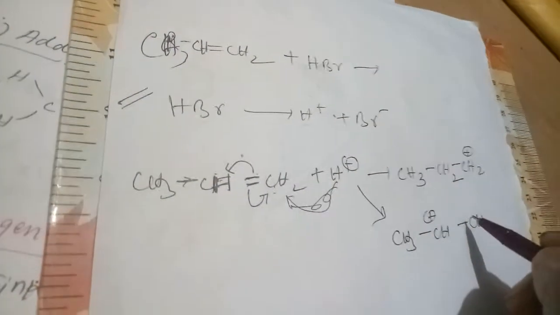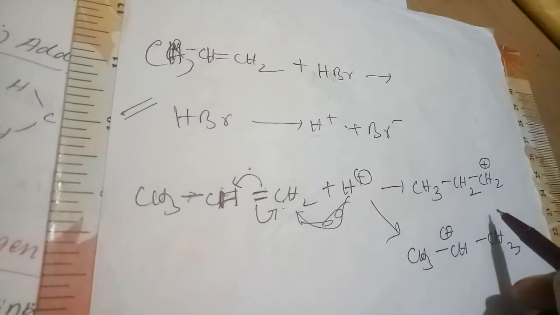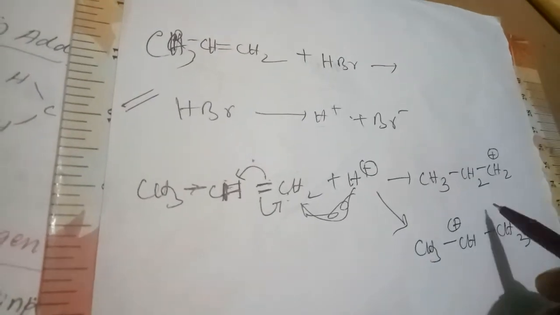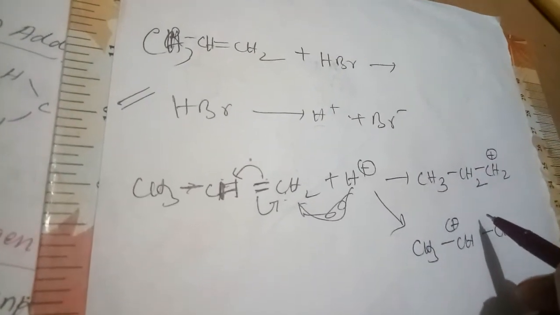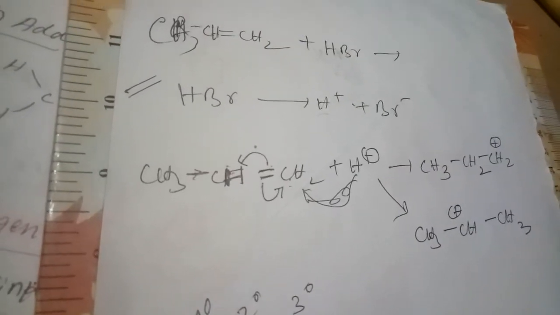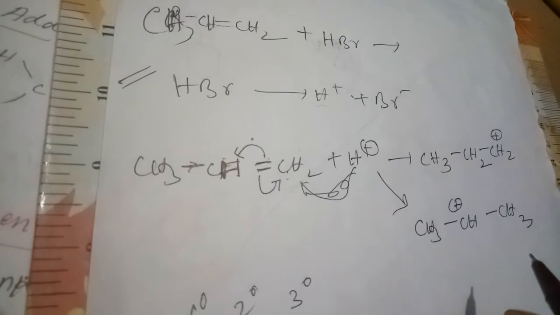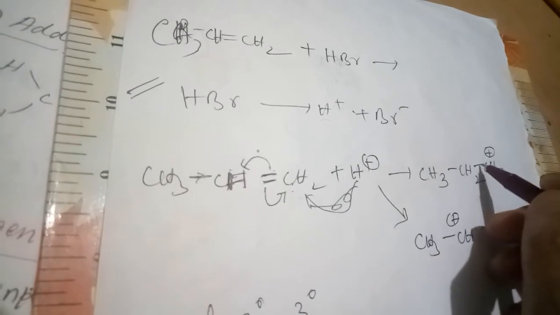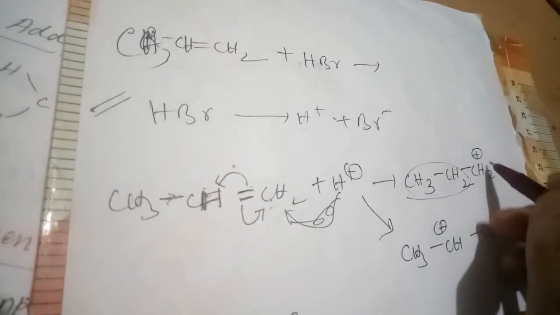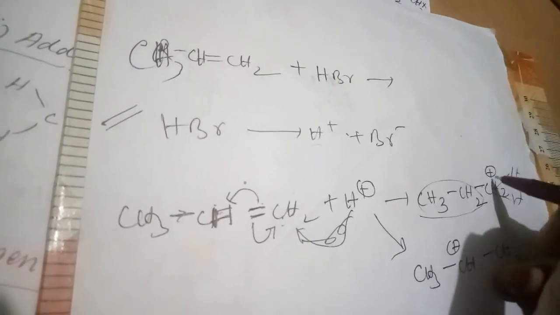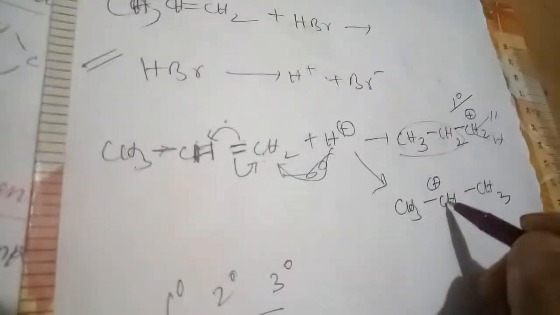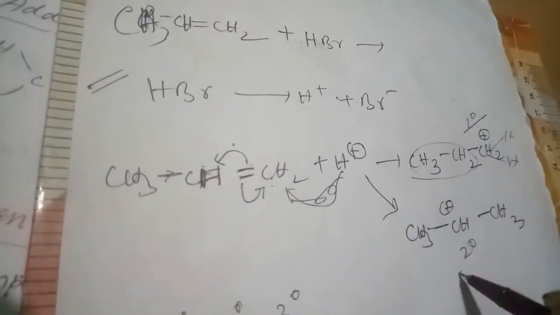Last year we discussed the carbocation, the carbanion and the free radical. If you remember, there are three carbocations: primary, secondary and tertiary. The tertiary carbocation is the most stable, then the secondary, and then the primary. You see here, this is the primary carbocation: one alkyl group is present here, CH3CH2CH2+. Here on this carbon atom there is an alkyl group on each side, so this is the secondary carbocation.